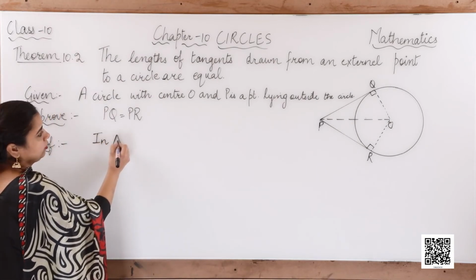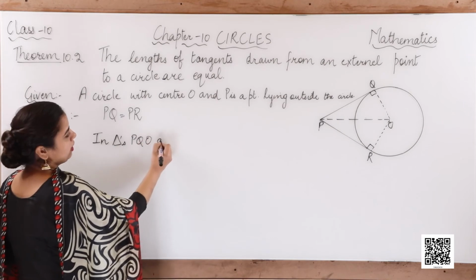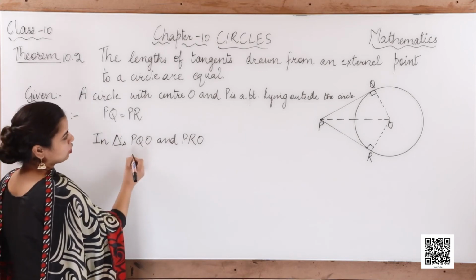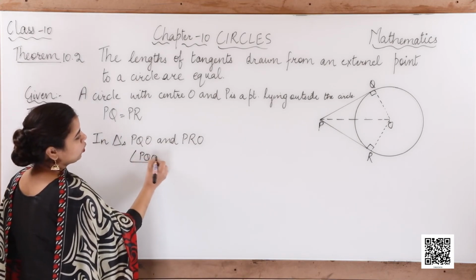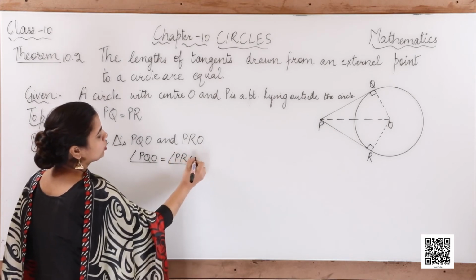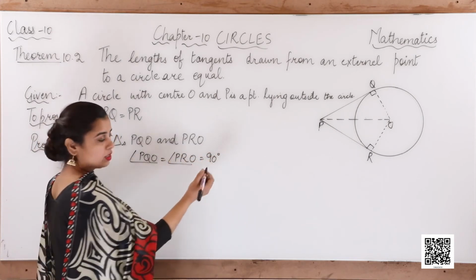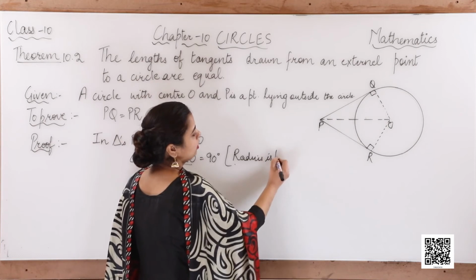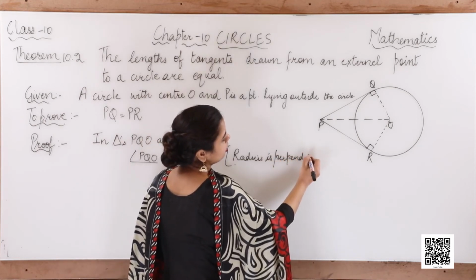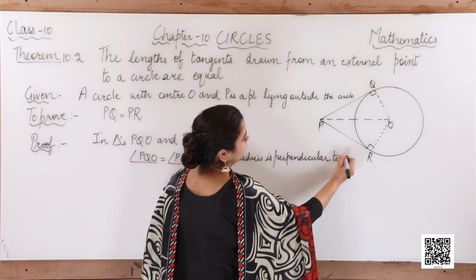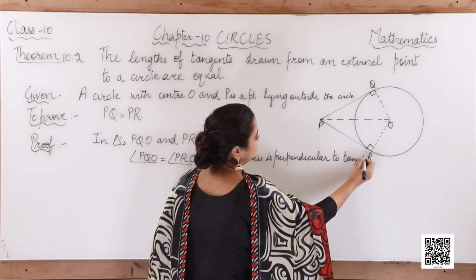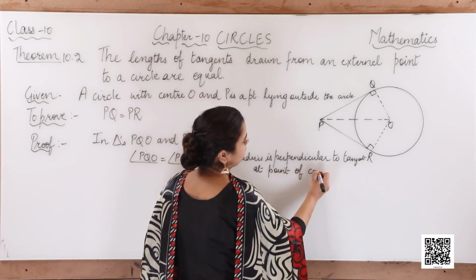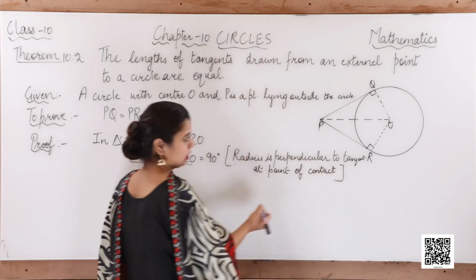Now here in these two triangles, let us first take triangles PQO and PRO. What do we have in common, or what do we have the same measurement? We have angle PQO is equal to angle PRO, which is equal to 90 degree. Why? Because radius is perpendicular to tangent at the point of contact. So clearly in both the triangles we have these two angles as 90 degree.